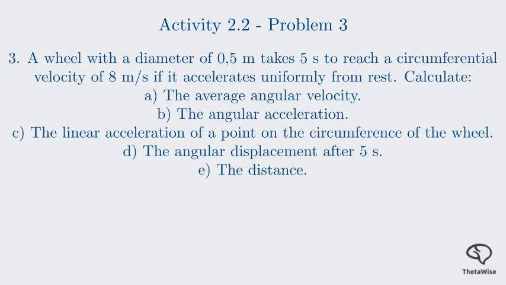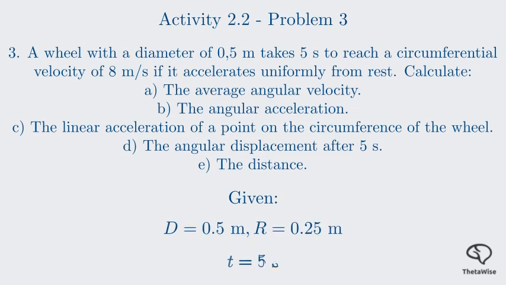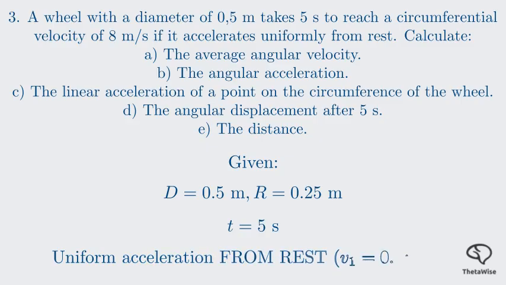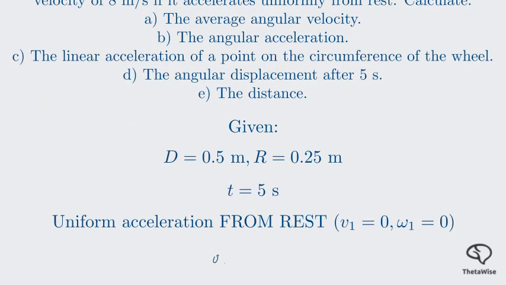Let's list all our given information, which is critical for problems like this. We have the diameter d equals 0.5 meters, so the radius r is 0.25 meters. The time t is 5 seconds. It accelerates uniformly from rest, which tells us the initial circumferential velocity, v1, is 0 meters per second, and the initial angular velocity, omega 1, is 0 radians per second. The final circumferential velocity, v2, is 8 meters per second.